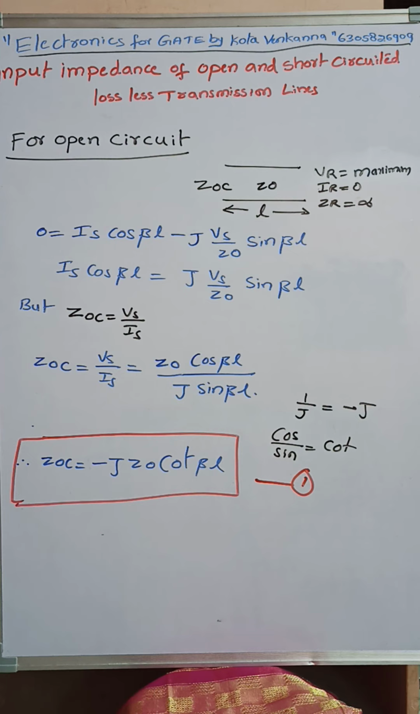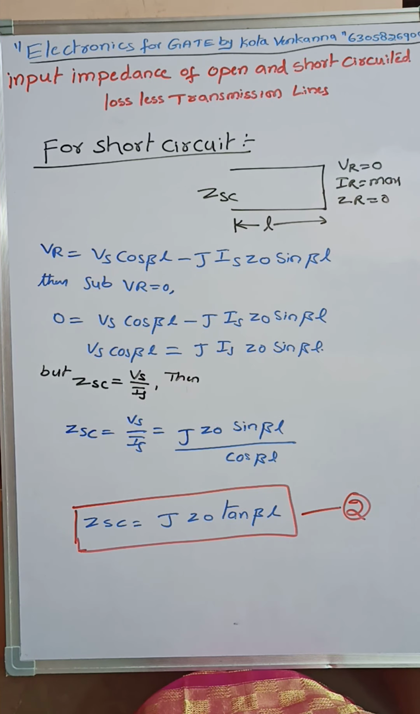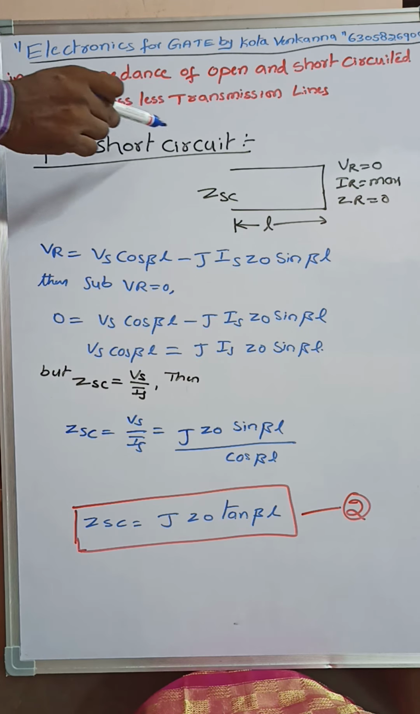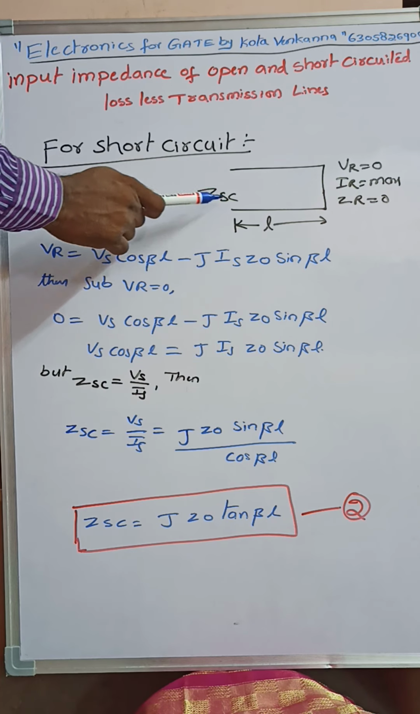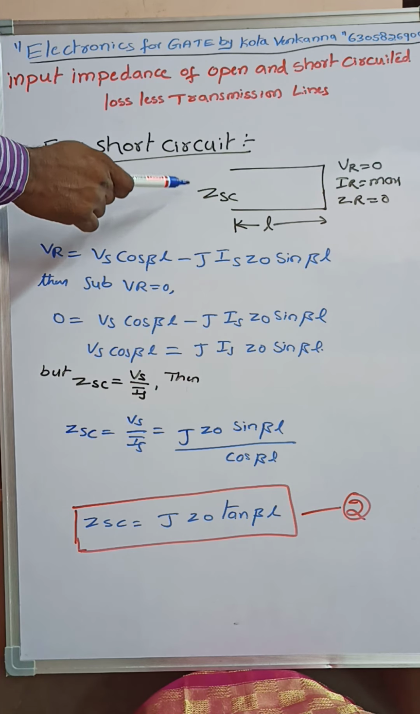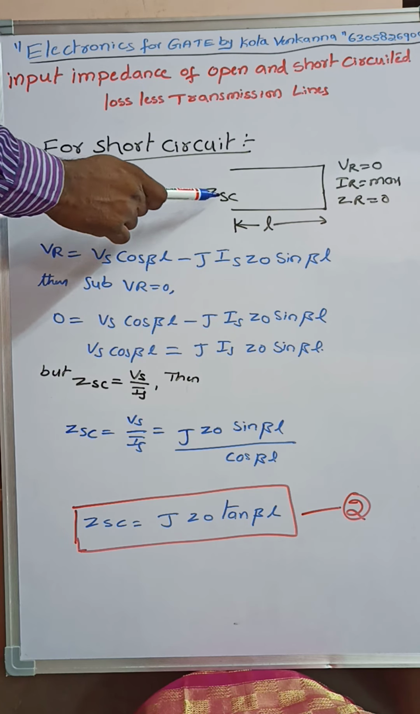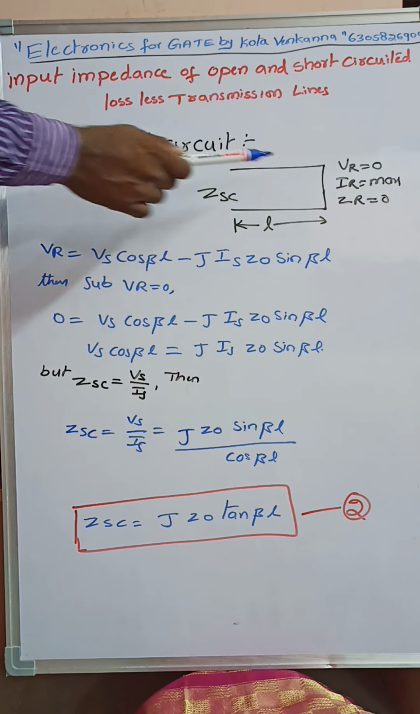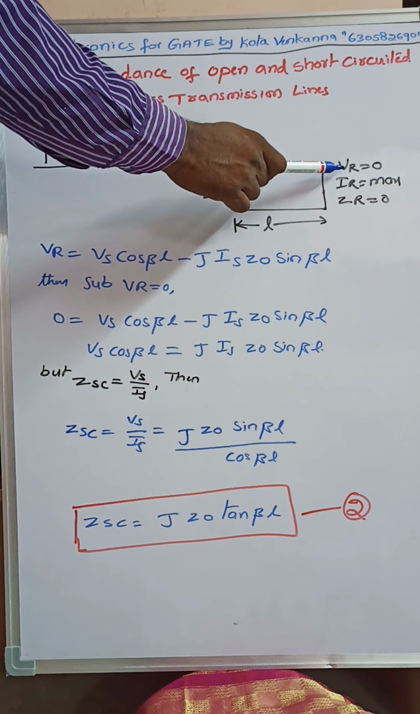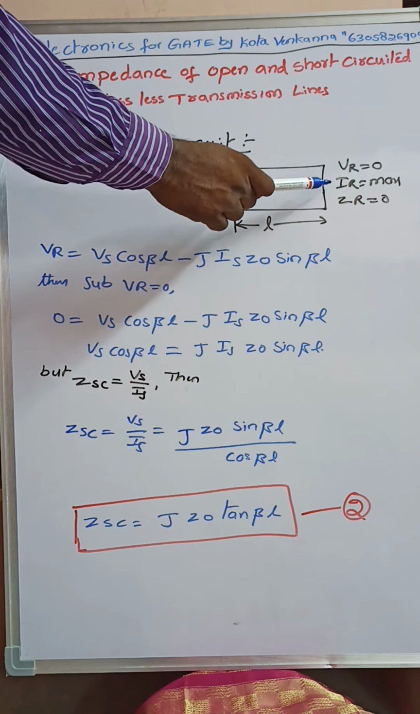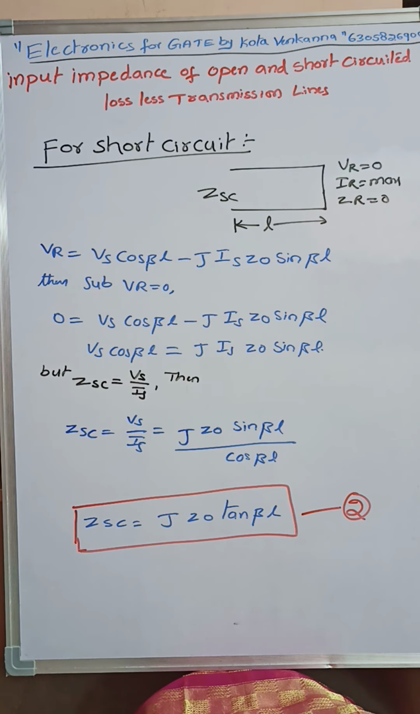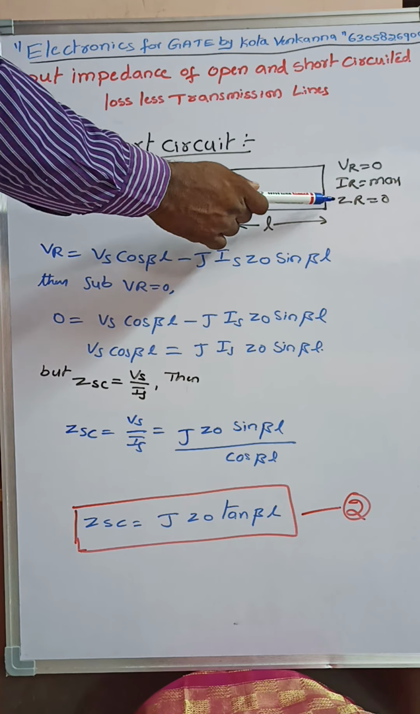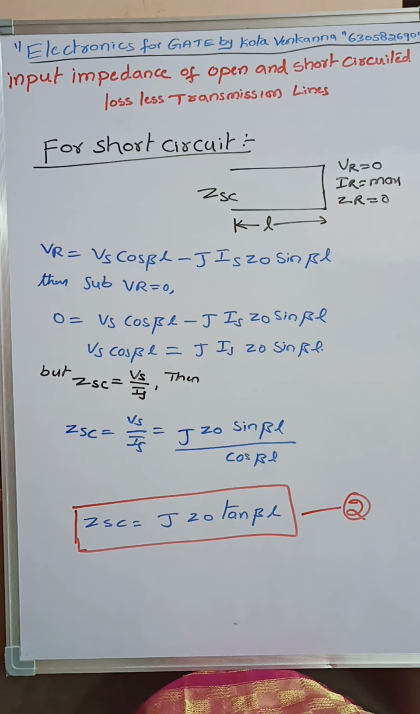Then we find the input impedance for the short circuit. Here ZSC is the input impedance, L is the length of the transmission line, and the output is short circuited. When the output is short circuited, the output voltage VR is equal to 0 and the output current IR is maximum. The current is maximum and the load impedance ZR is equal to 0.